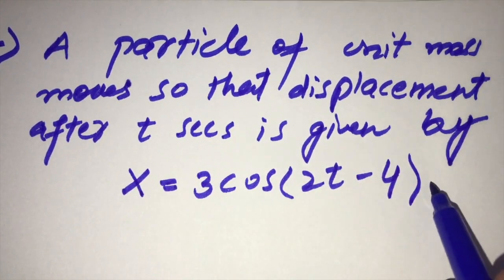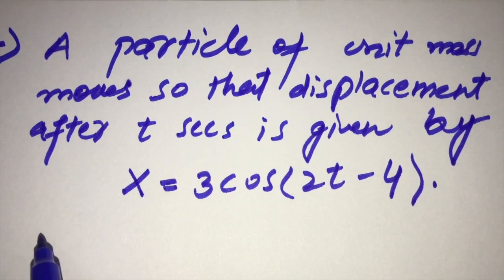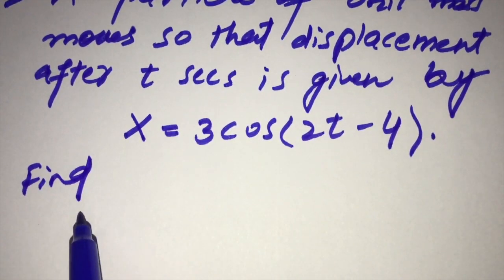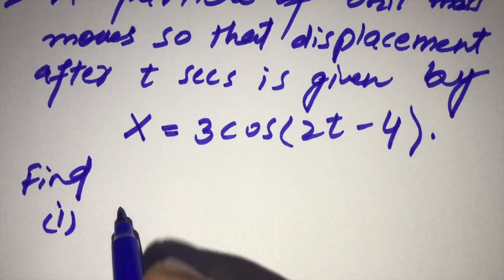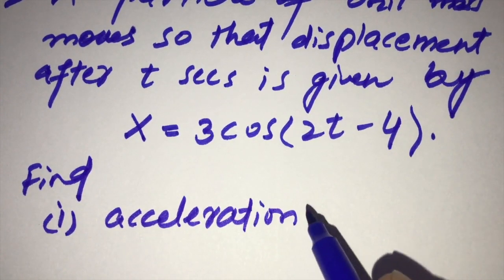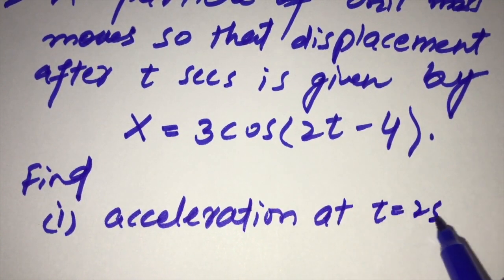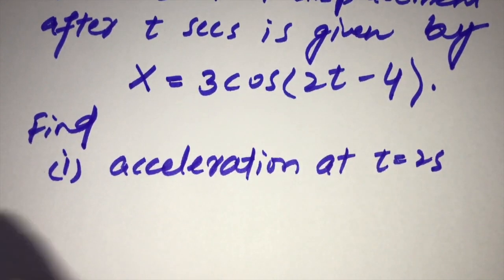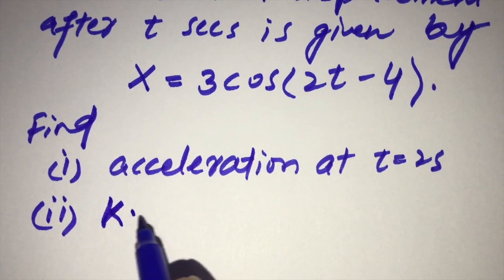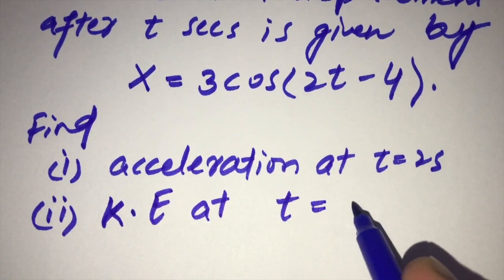So what we have to find? First part, find the acceleration at t is equal to 2 seconds, and in part 2, find the kinetic energy at t is equal to 2 seconds.